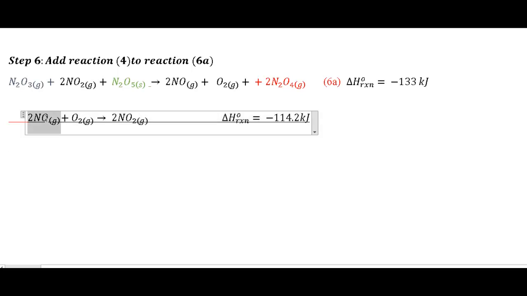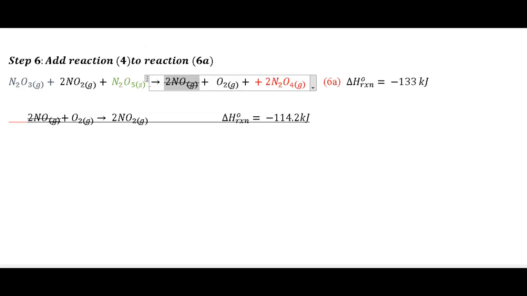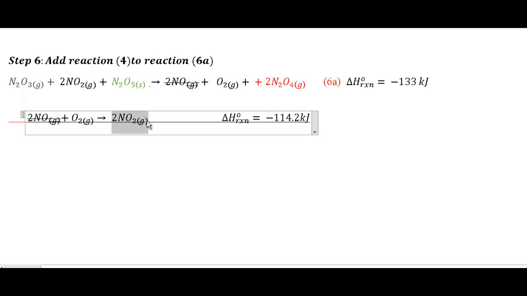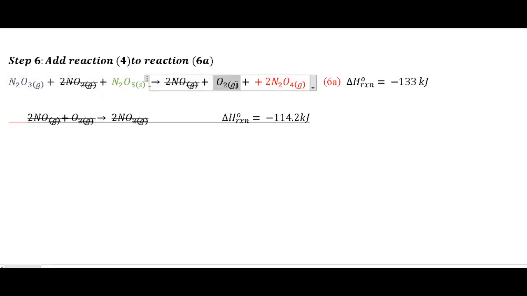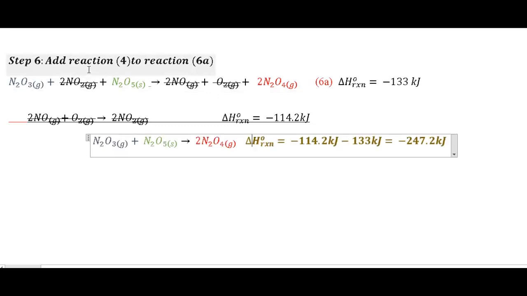The 2NO gas on the reactant side here will cancel with the 2NO gas on the product side there. The 2NO2 gas on the product side here will cancel with the 2NO2 gas on the reactant side there. The O2 gas on the reactant side in reaction 4 will cancel out with the O2 gas here, and I'm left with N2O3 gas plus N2O5 solid goes to my product of N2O4 gas. So adding up reaction 4 to reaction 6A, I cancel out all the intervening substances. I get the final reaction, which is the reaction that is unknown in terms of enthalpy.